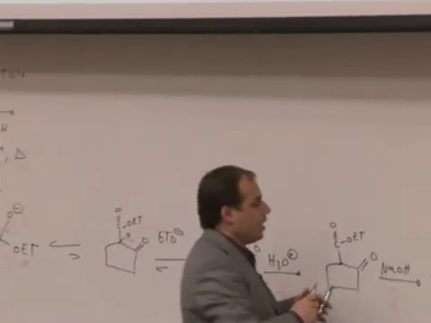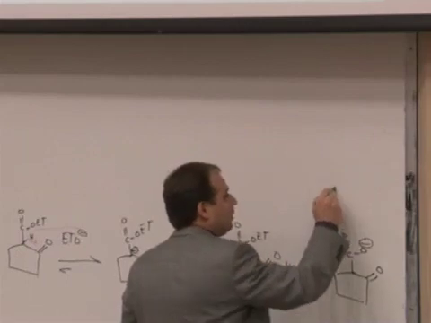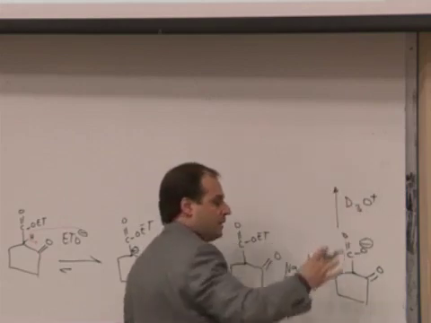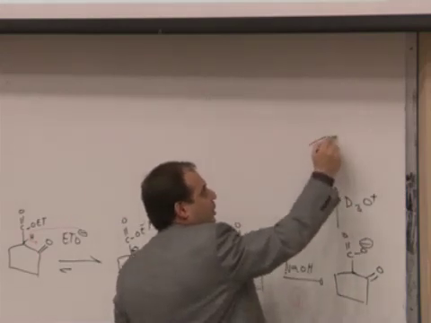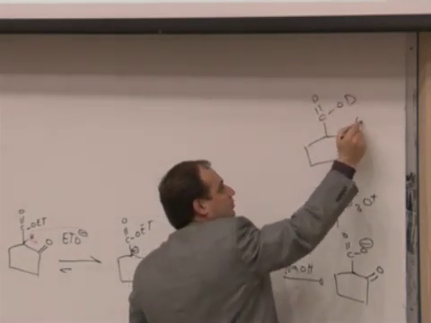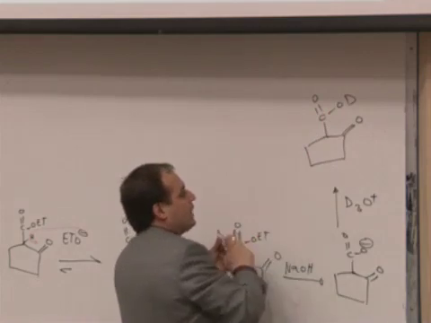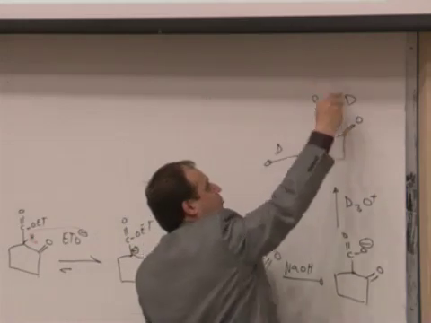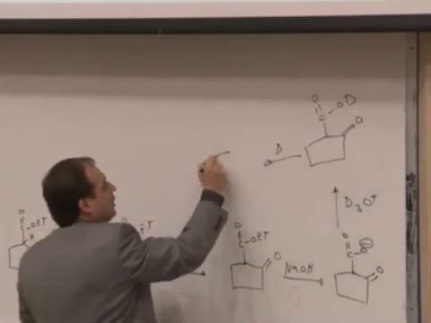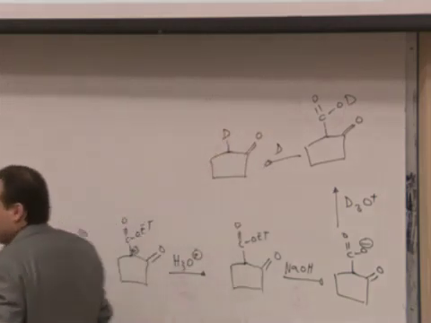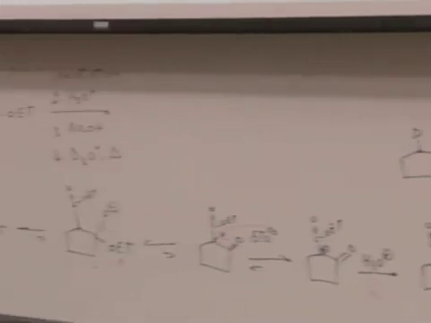Now you are adding D3O+ and heat. I'm going to do it in steps. With D3O+, you're forming C double bond OD. And with heat, you are going to get rid of this CO2 group. What you are going to form is the 2-deuteriocyclopentanone. The correct answer is 4. Any questions?